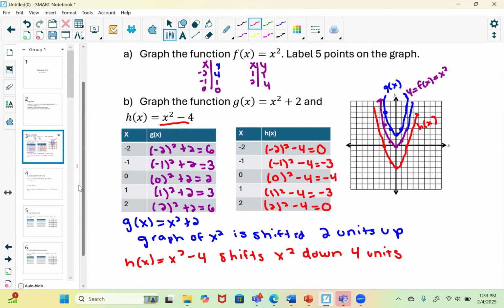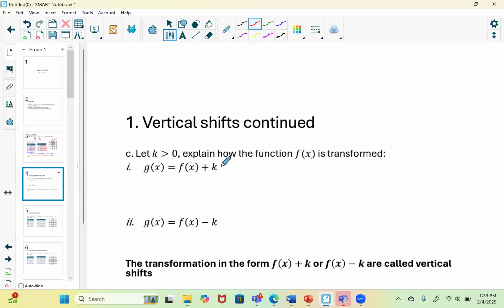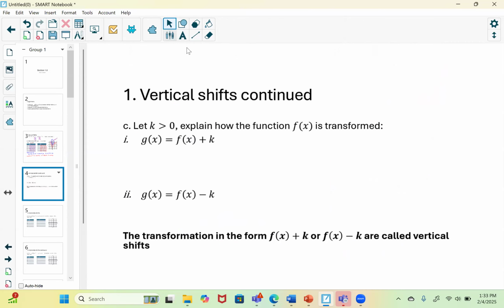So this is the first rule we're going to look at when we're adding or subtracting a number from a function. It's called a vertical shift. If we talk about k being some constant, where k is greater than 0, so it's positive, we're going to look at how each one is formed.